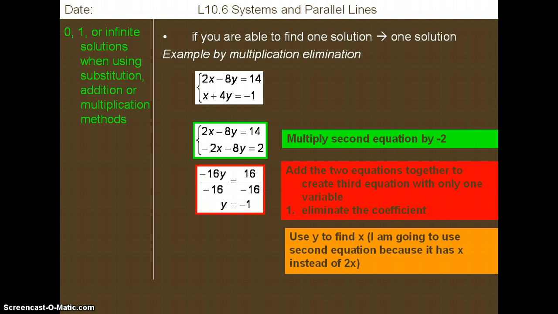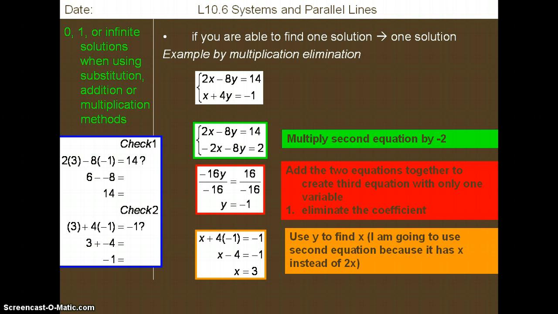I'm going to use the second equation because there's an x in it already. There's already just a plain x term. So I would say x plus 4 times -1 equals -1. A little bit of substituting and calculating here, I find out that x equals 3. Obviously, it's a good idea to check your answers by substituting our x and y values in the first and second equation of the system of equations.